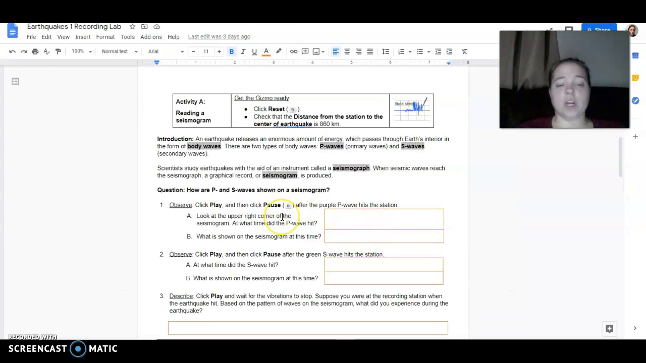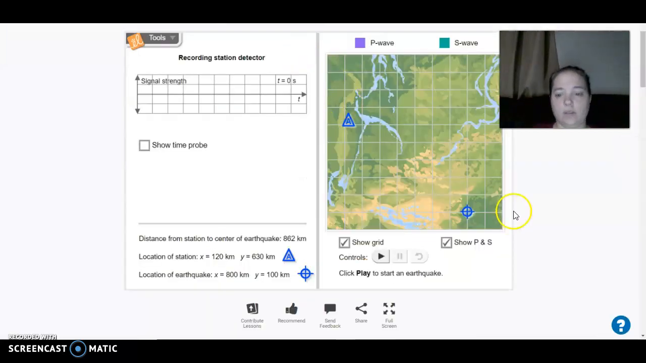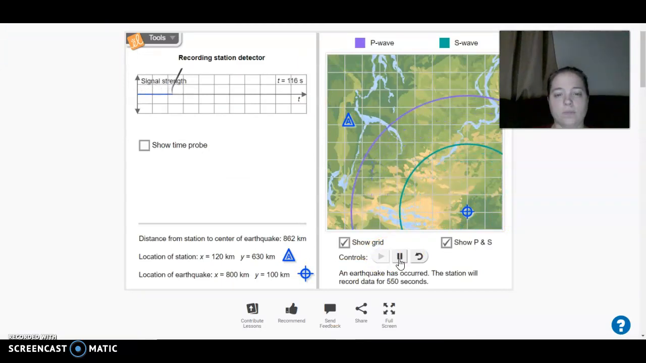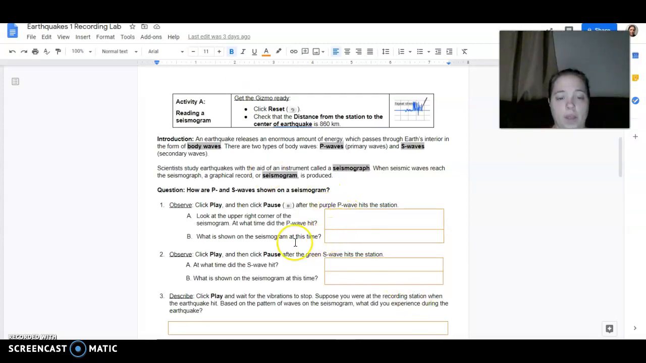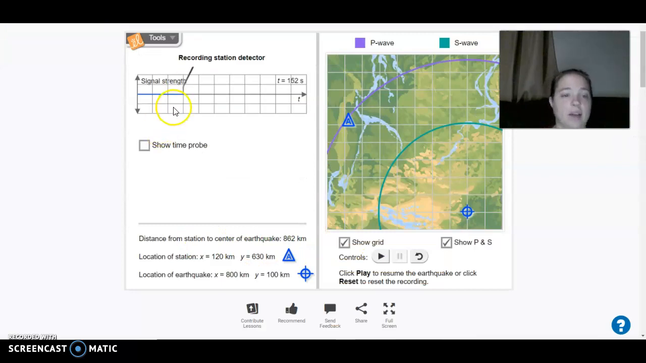What you're going to do is you're going to click play. And then right after the purple wave hits, you're going to pause it. I mean, I paused it like real quick. And then you're going to write down this time right here. And then what is shown on the seismograph at that time? Like mine, it's just starting to go up.